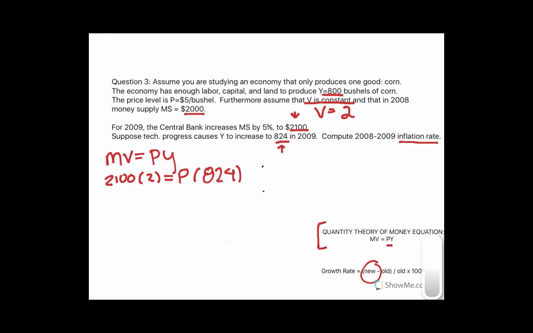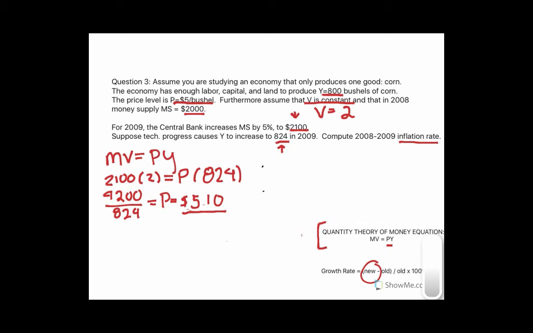So what do we do? Well, we just have to solve for P. So 2,100 multiplied by 2 is 4,200. Divide that by 824 equals price. So we just divided both sides of the equation by 824. And if you plug that into a calculator, you get approximately 5.10. So $5.10. So you'll notice that we were at a price of $5, and now we're at a price of $5.10.